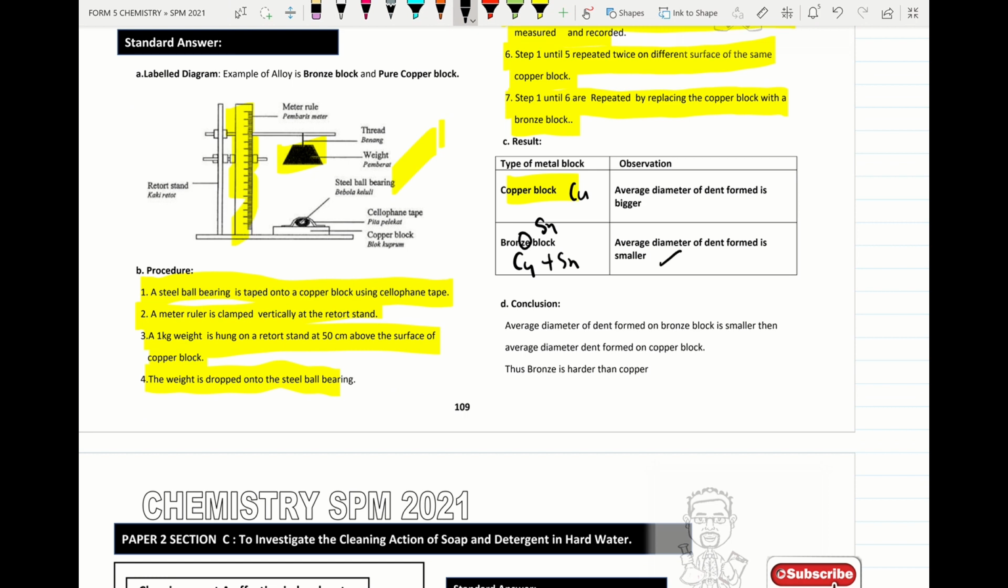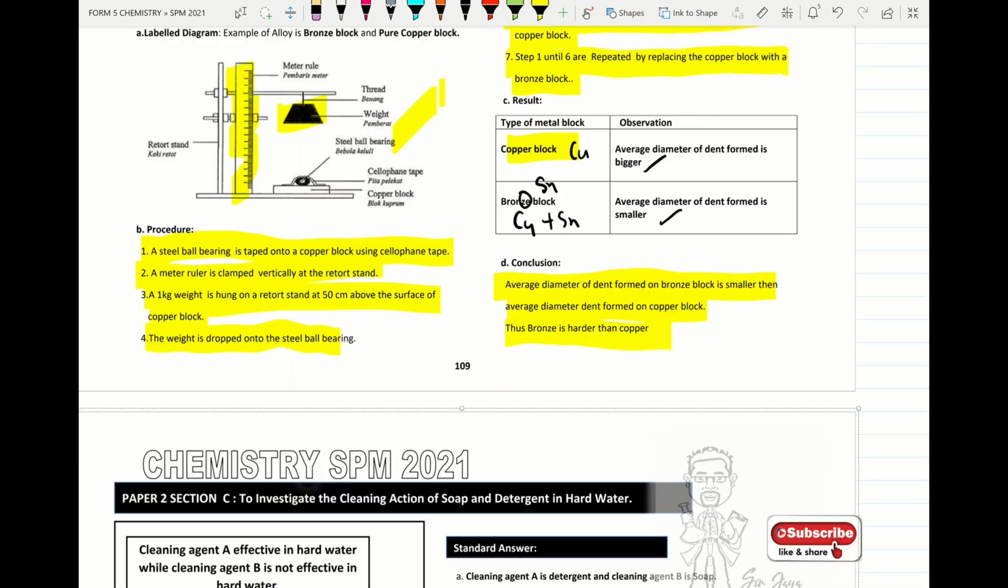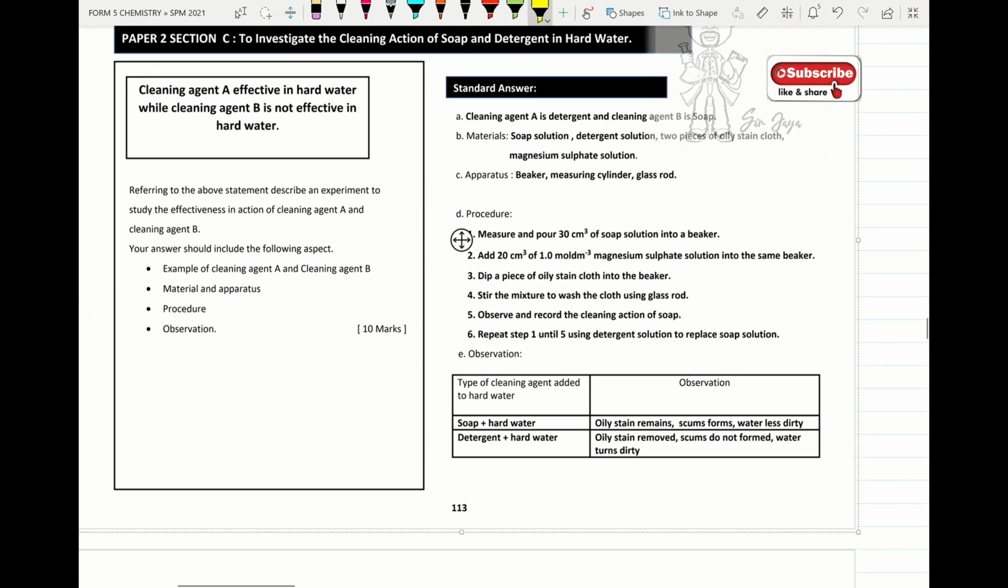So the average diameter of the dent formed is smaller here, and here the average diameter of the dent formed is bigger. Conclusion: the average diameter of the dent formed on the bronze block is smaller than the average diameter of the dent formed on the copper block. Therefore, bronze is harder than copper. Alright, we move on to the next question.